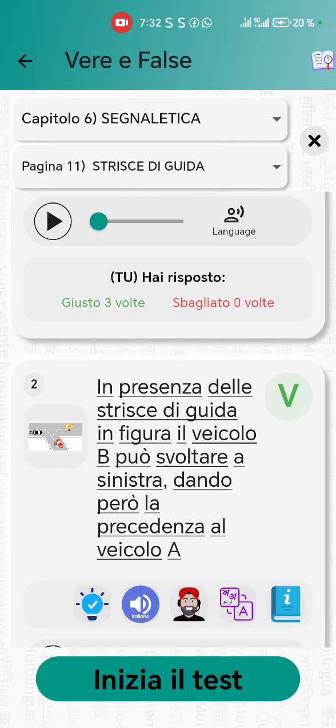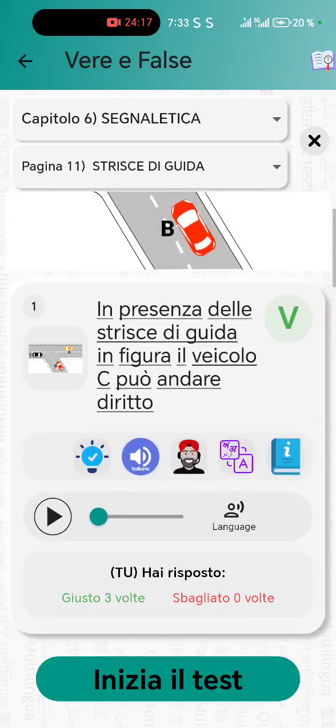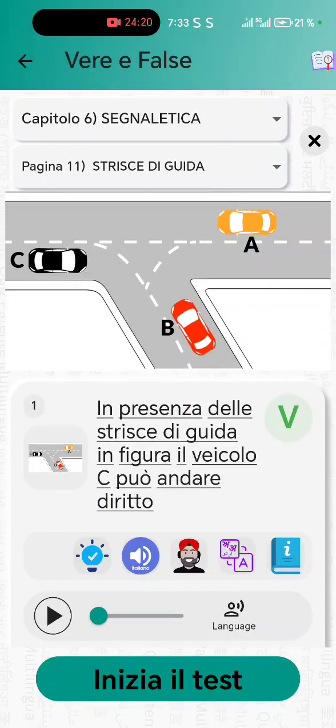So this number 2 is also now. It presents delle strisce di guida in figura: Il veicolo B può spostarsi a sinistra dando però la precedenza ai veicoli E. So we are talking about vehicle B, that's the red vehicle. He says if you go to the right, if you go on the road, it is like this yellow car goes now.